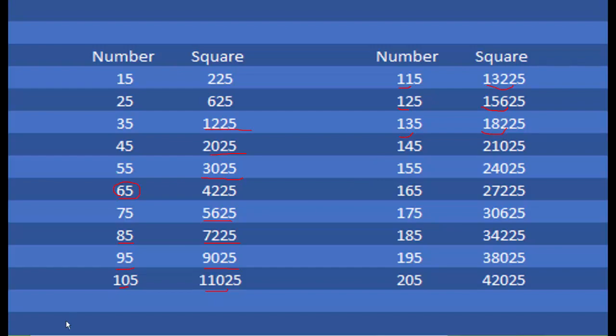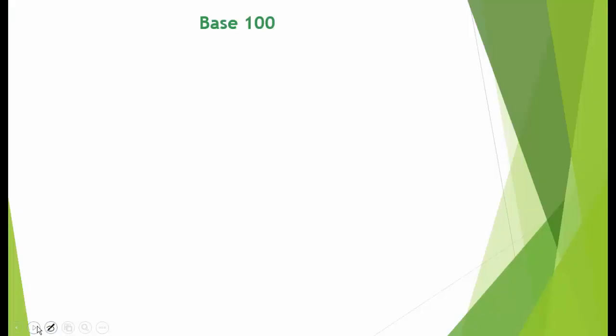Now move to the next, that is base 100, because this is very important, students. This is very important because if you understand base 100, only then can you understand base 50 and base 200.